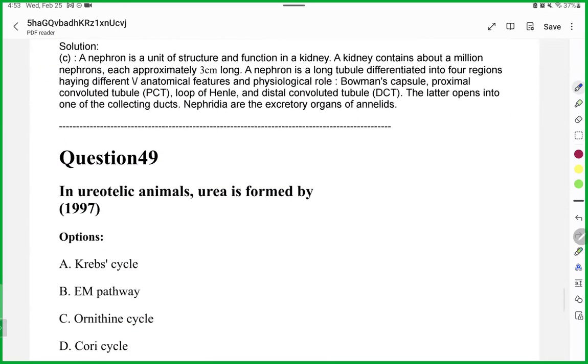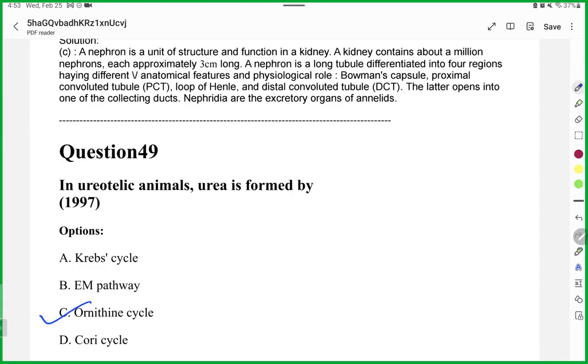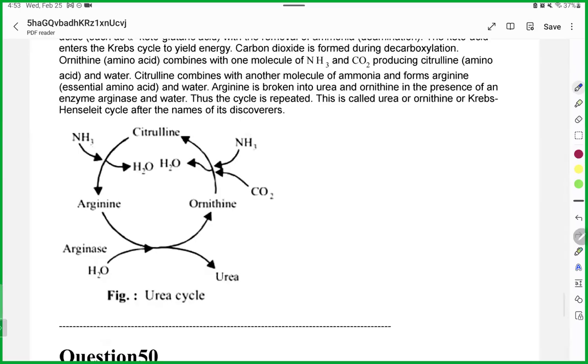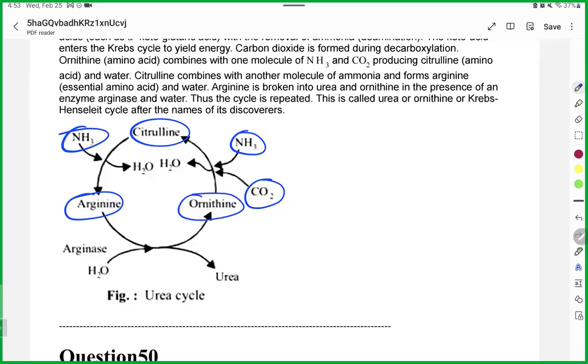Tell me this. Ureotelic animal, urea is formed by the ornithine or Krebs-Henseleit cycle. See, what happens? Ammonia and CO2 are added in a reaction. First, there will be citrulline formation. Then one more ammonia is added. So total two ammonia and one CO2. So only one arginine will form. And then ornithine. So ornithine comes back, cycle.